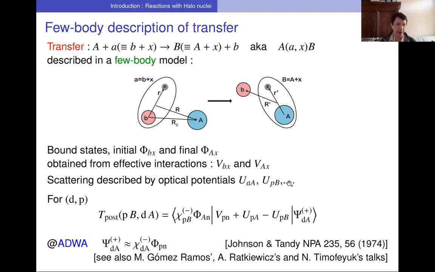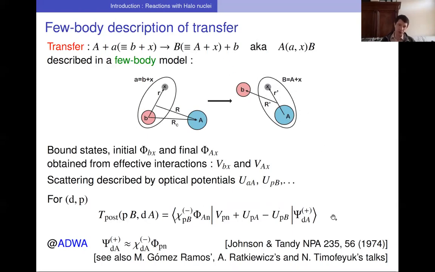Especially for transfer reactions, for the (d,p) reactions that I will discuss today, this is the post-form expression of the transfer matrix. You have the three-body wave function with the incoming wave function. You have the potentials that lead to the transfer reaction, and this is the outgoing channel where A and X are bound, and B flies. So the proton that would be B here flies off this nucleus.